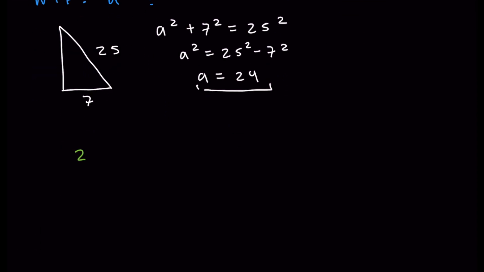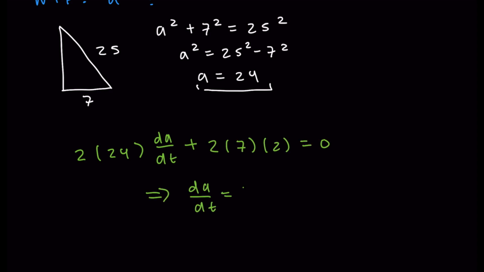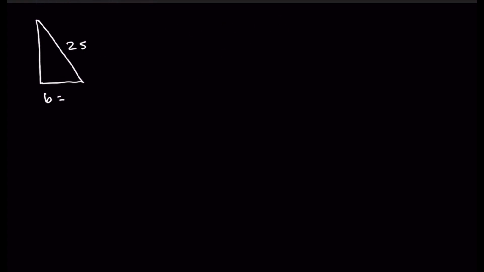Our last step here is to use the differentiated form of the Pythagorean theorem that we got above to solve for dA/dt. Isolating dA/dt, we get negative 28 over 48, which we can simplify down as negative 7 over 12, and remember our units, feet per second. Next up, we've got to solve it when b is equal to 15.